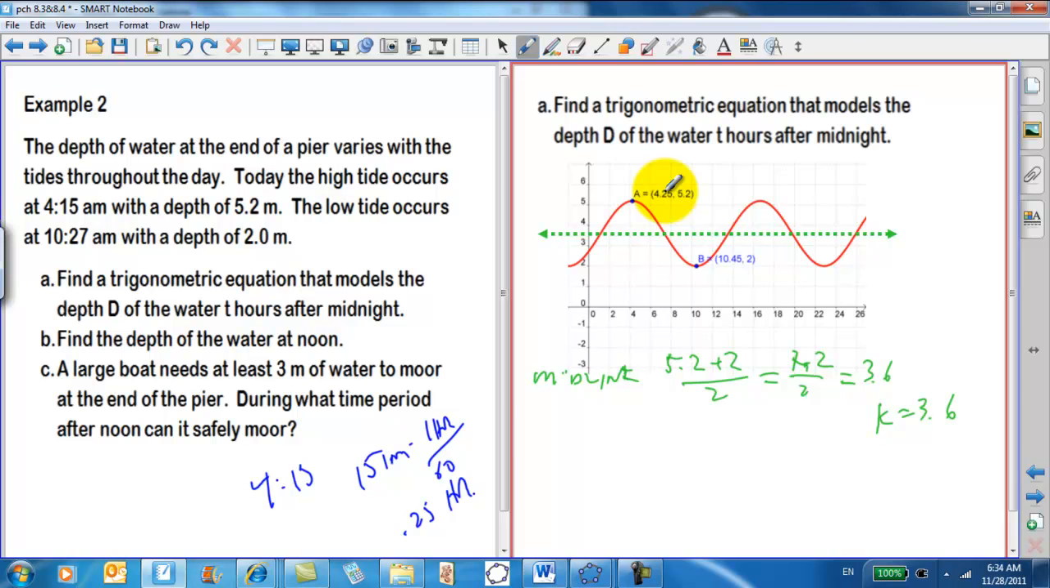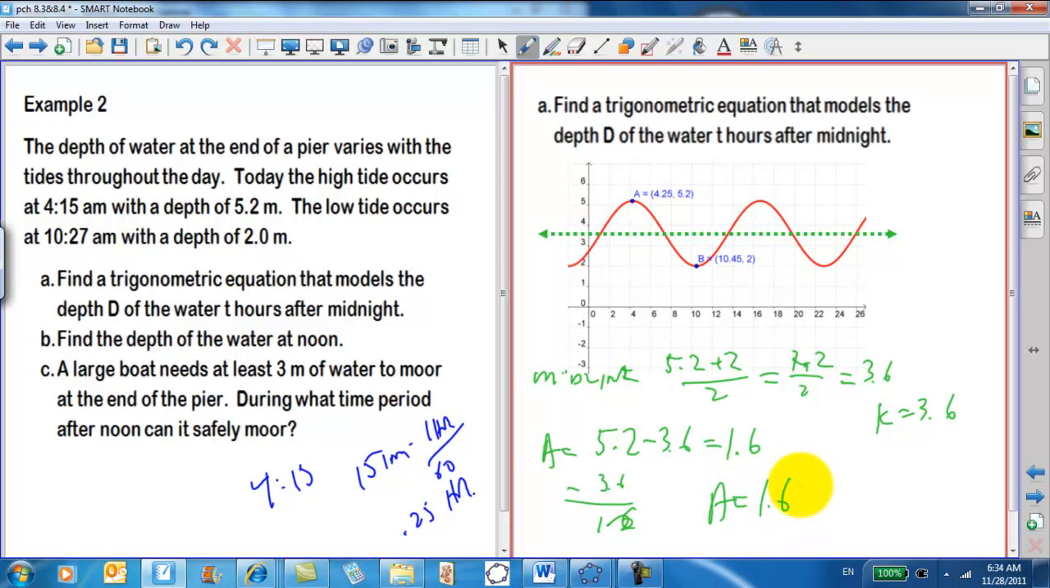Now, the amplitude we can get from max minus min divided by 2. We can also see how far the peak is above the midline: 5.2 minus 3.6 is 1.6. So we've got our amplitude A of 1.6.